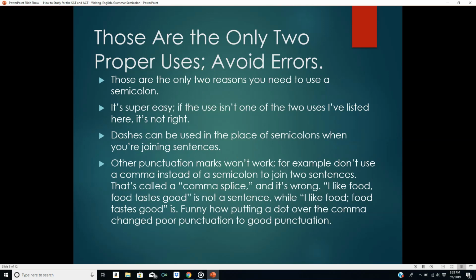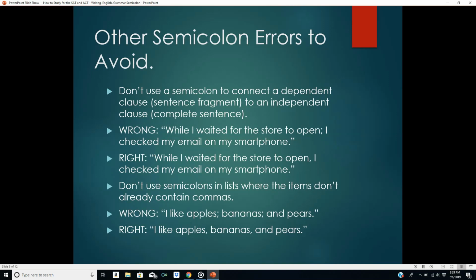Dashes can be used in the place of semicolons when you're joining sentences. Other punctuation marks won't work generally. Colons sometimes can also be used. But anyway, for example, don't use a comma instead of a semicolon to join two sentences. That's called a comma splice and it's wrong. I like food, food tastes good is not a sentence, while I like food; food tastes good is. Funny how putting a dot over a comma changed poor punctuation to good punctuation in that example.